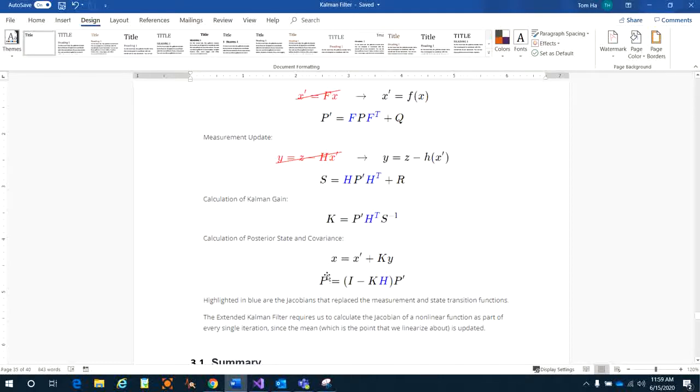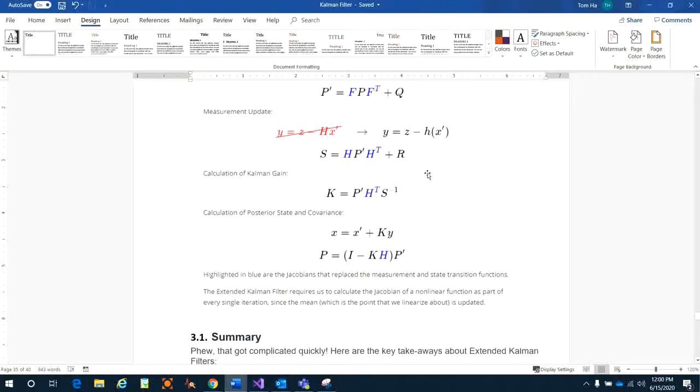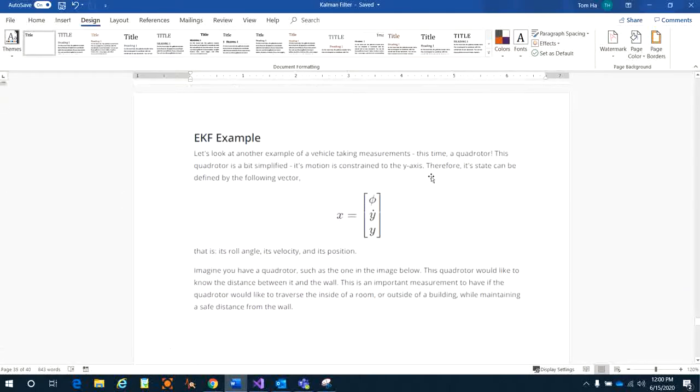So the standard Kalman filter is required to calculate the Jacobian of the nonlinear function as a part of every single iteration, right? Remember that. So I show you another example right here to get familiar with the standard Kalman filter.